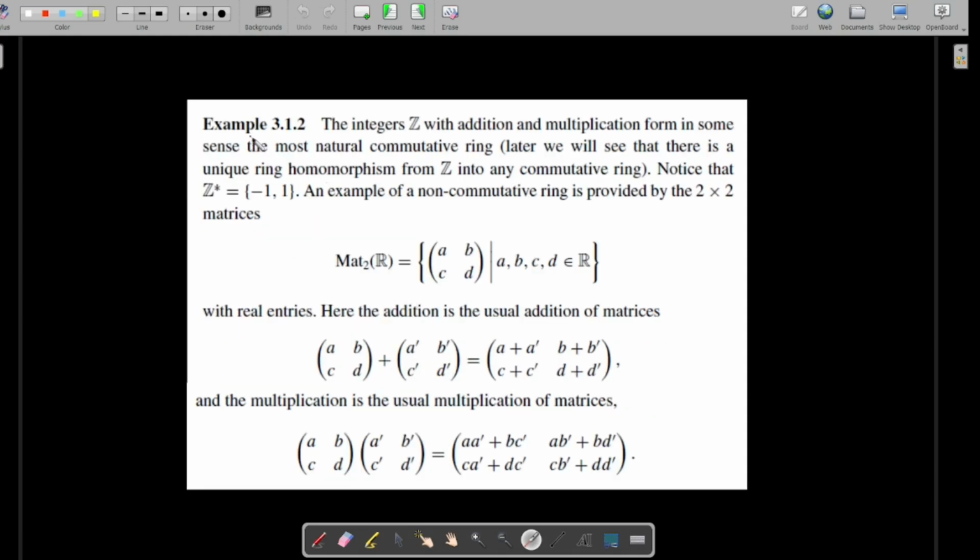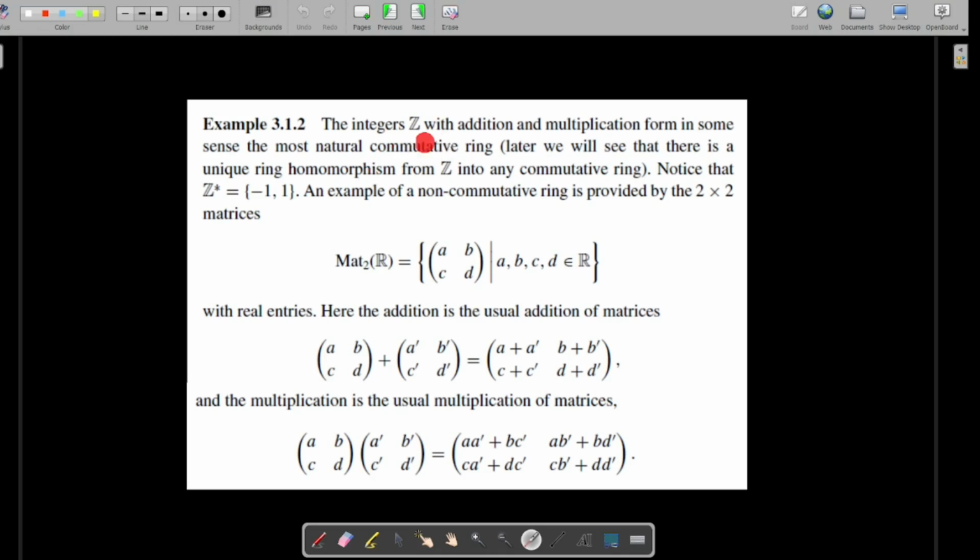Now let me go through some examples. The most natural commutative ring is the set of all integers with addition and multiplication. You may check that Z with addition is an abelian group, and also Z satisfies all the three required properties for a ring with respect to multiplication.